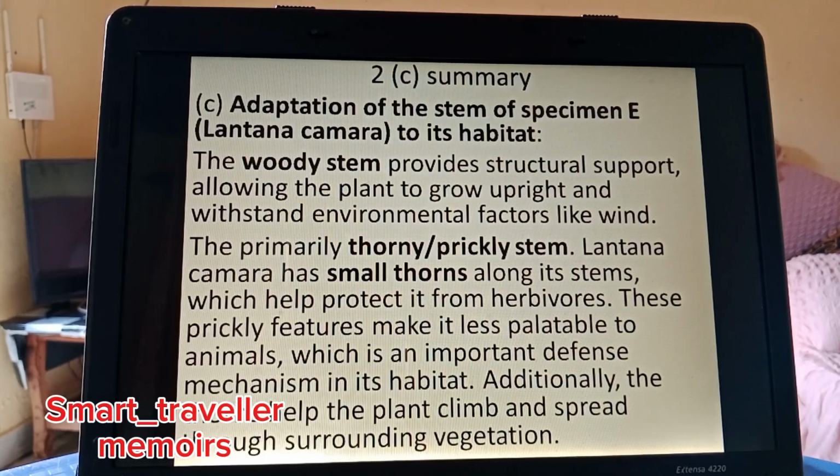Summary of 2C on adaptation. The woody stem provides structural support, allowing the plant to grow upright and withstand environmental factors like wind.